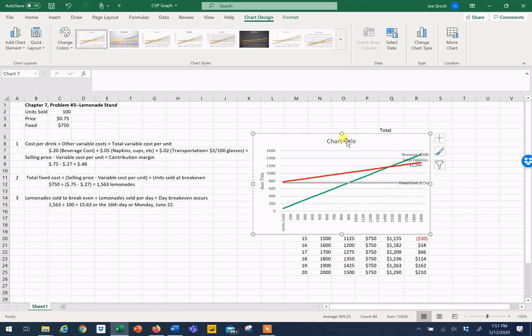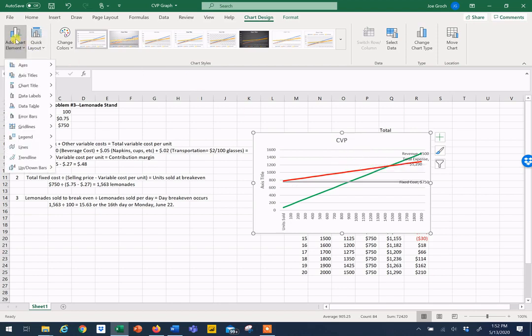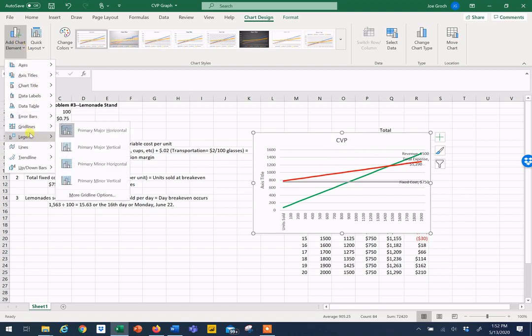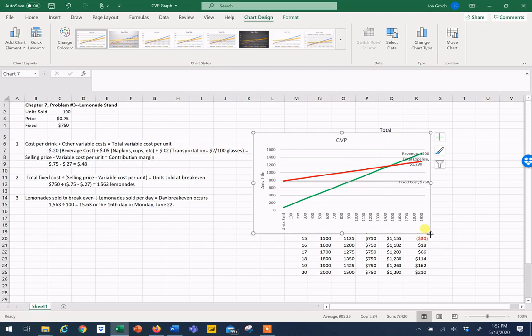So you can come up here and change this, and we'll call it CVP, and whoops, sorry about that. There we go. And you can change the axis type. You can change whatever you want with this, and be creative when you do your homework. If you want to, you can add other elements to it. If you like different things like grid lines or anything you want, you can add to this chart. Okay. So right here, and we can expand it out, make it look a little bigger.